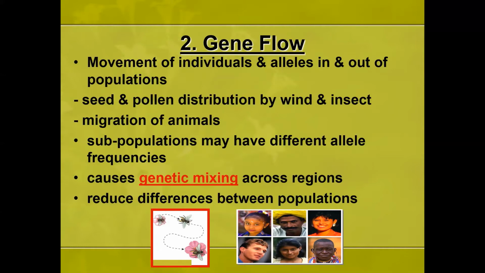For example, when it comes to humans, guys, thousands and thousands of years ago, we were separated into different subpopulations. We have Asian and Indian and Black and Hispanic and Caucasian. And for a long time, we were separated, usually by geographical barriers. But now we have a lot more mixing of these different subpopulations. We're becoming more homogenized as a population.